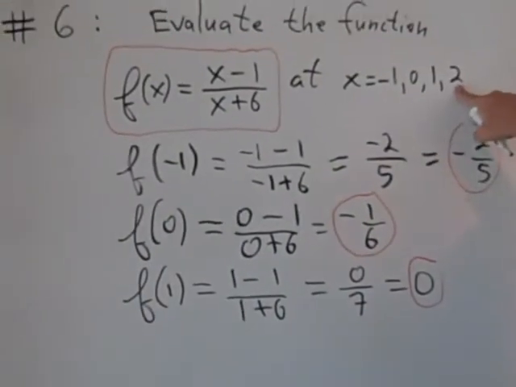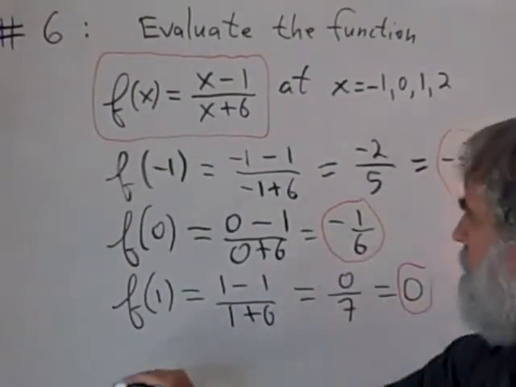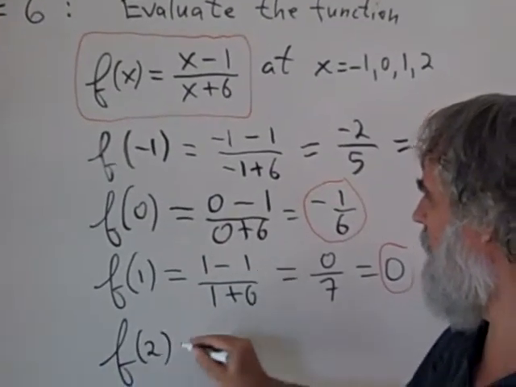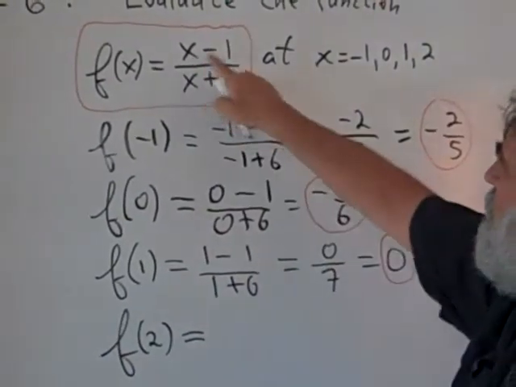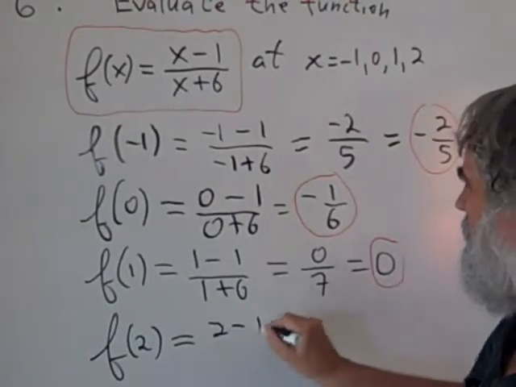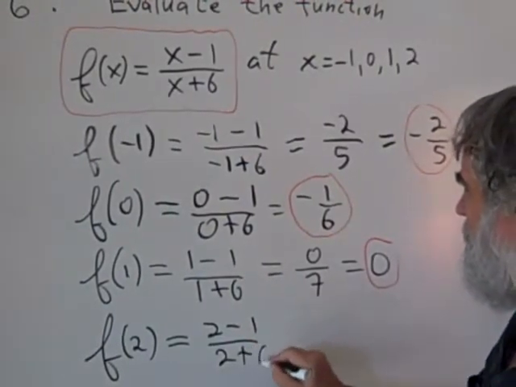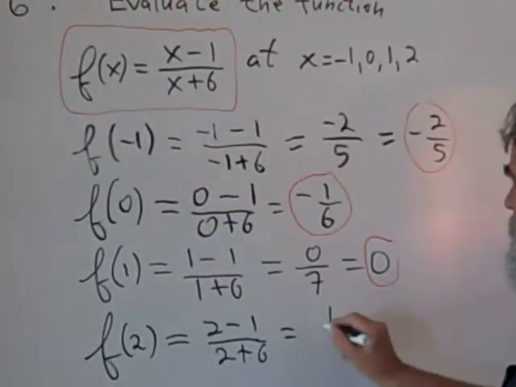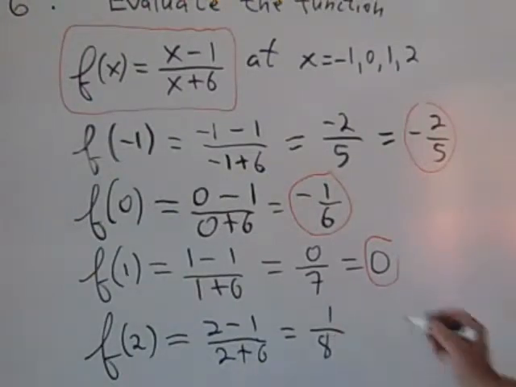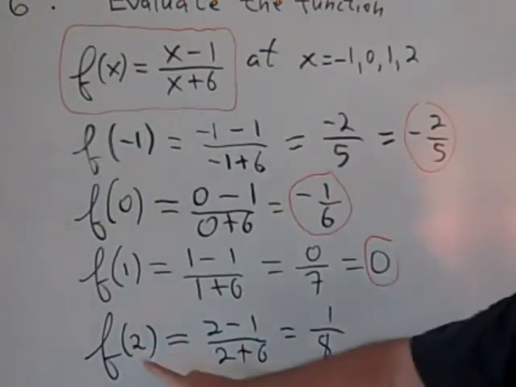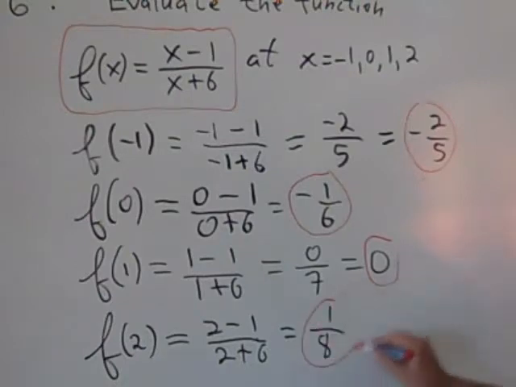Finally, we evaluate the function at x equals 2. So we evaluate f at 2, or f of 2. That's 2 minus 1 over 2 plus 6. So that's 1 over 8, 1/8. So with an input of 2, this function outputs 1/8.